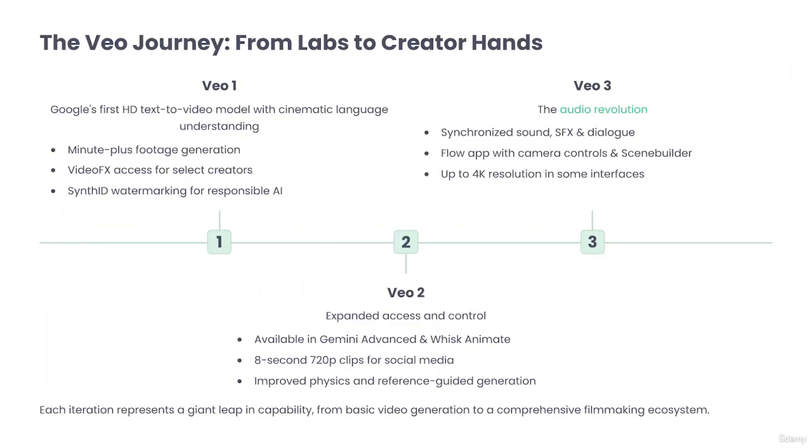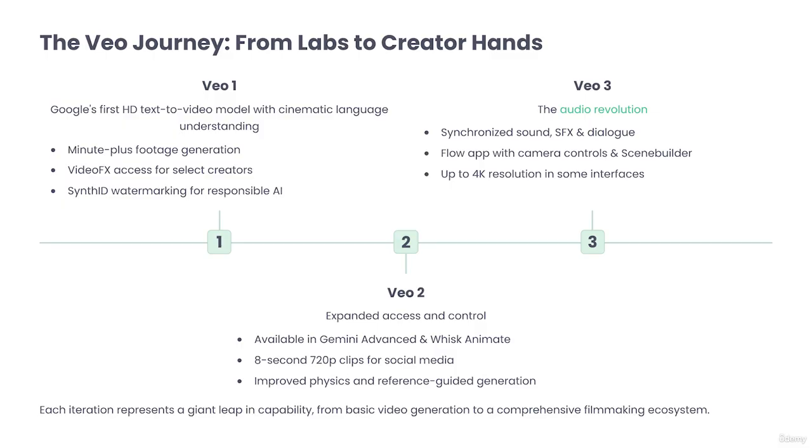Veo arrived as Google's most capable text-to-video model, generating high-definition footage beyond a minute, with an unusually strong grasp of cinematic language. It understood prompts like time-lapse, aerial tracking, and shallow depth of field, and shipped in the Labs tool and video effects for select creators. From day one, Google emphasized responsible release, including embedded SynthID watermarks on generated videos.